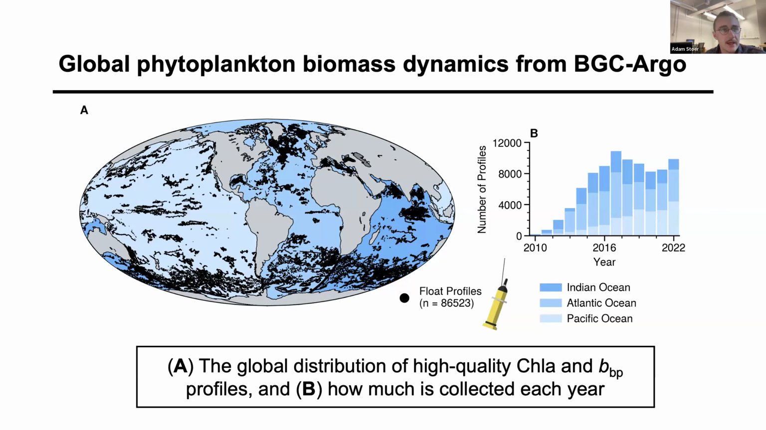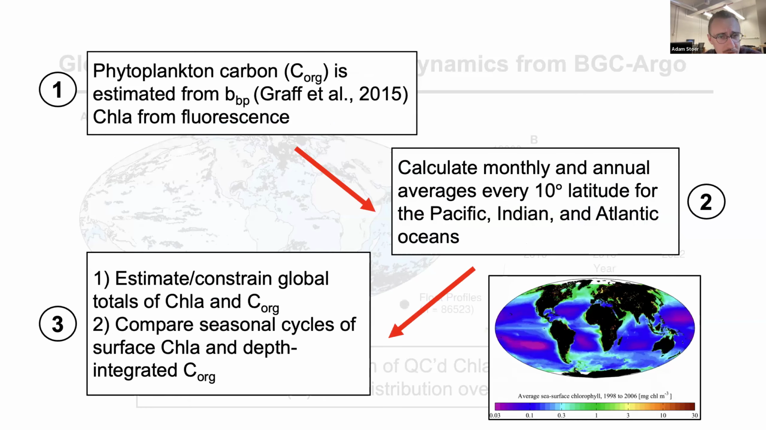And so we have global scale measurements of phytoplankton throughout the euphotic zone that we can use to better understand phytoplankton dynamics in the ocean. And we can also compare that with that commonly made assumption of surface chlorophyll A acting as a proxy for carbon biomass, which is commonly done in satellite studies.